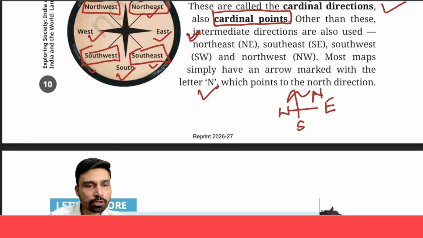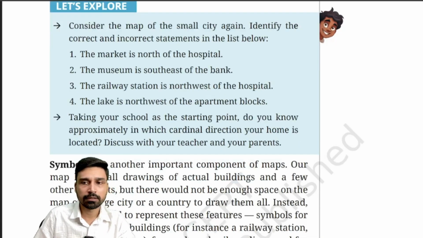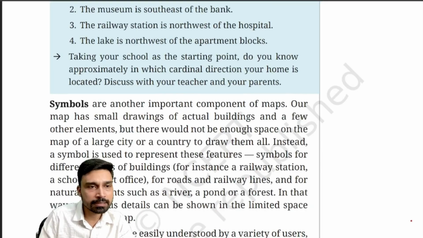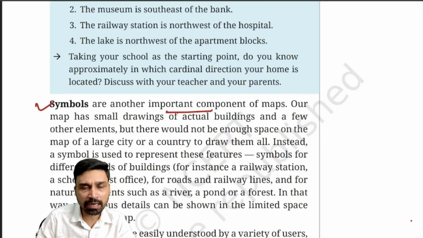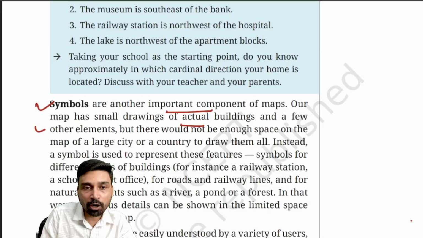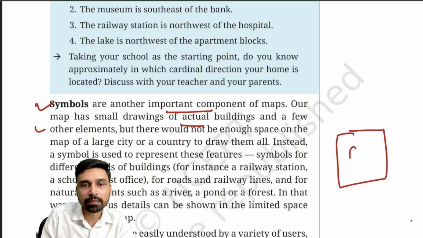Now, apart from that, on the map we also see symbols being used. Symbols are also very important components of the map. For example, in the last map that we have seen, there were small drawings of actual buildings and a few other elements, but there would not be enough space on the map of a large city or country to draw them all. That's why on a larger map, instead of drawing the shape of buildings or mountains or showing rivers, we use symbols.